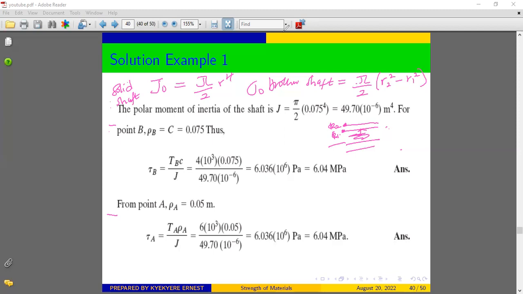But in this case of our question, the shaft is a solid shaft. Therefore, we are given the radius so we can determine our polar moment of inertia J. And the formula is pi on 2 R to the power 4, and we know that the radius was given at point A. At point B, we were told that the radius is equal to 0.075. So we just put that radius in there.